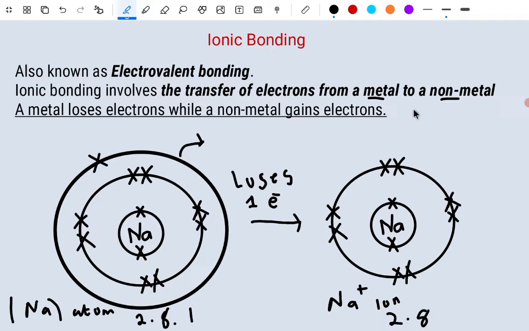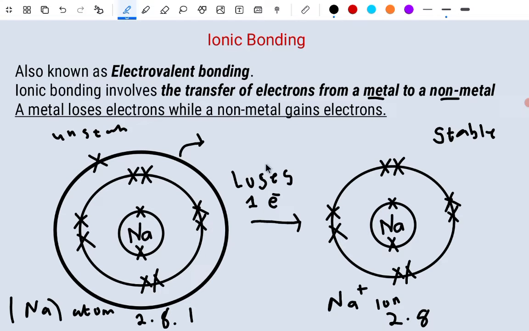Now the sodium ion here is very, very stable. This one is very unstable. So we are saying a metal loses electrons while a non-metal gains electrons. In this case, we are demonstrating that the sodium atom has lost 1 electron. If it had 2 electrons, it would have lost those 2 electrons. So this is what we are trying to say.